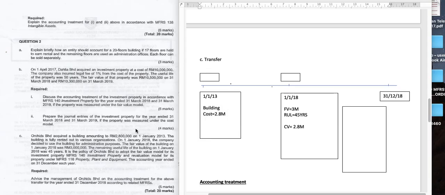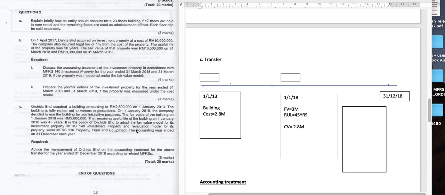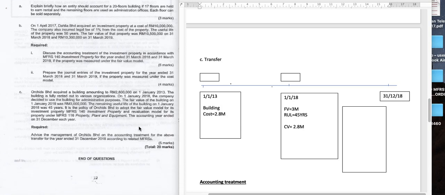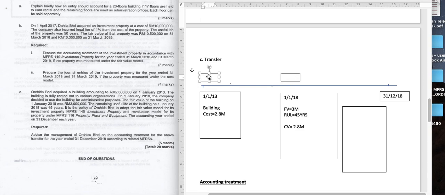Part C, continue from the previous session. Orchid Berhad acquired a building amounting to 2.8 million on 1st January 2013. So I've drawn here for January 13, building cost is 2.8 million. The building is fully rented out to various organizations. So this is IP.